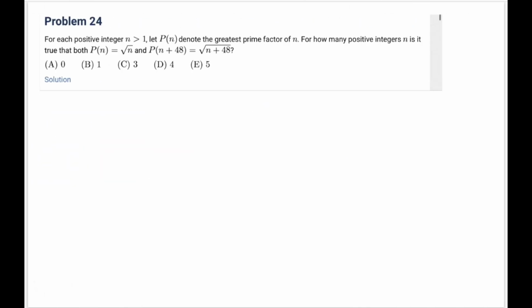Problem number 24. For each positive integer n greater than 1, let P(n) denote the greatest prime factor of n. For how many positive integers n is it true that both P(n) equals root n and P(n+48) equals root (n+48)? So P(n) is the greatest prime factor of n. If the greatest prime factor of n is root n, then n must be a prime squared, right? And then P(n+48) is root (n+48). Same thing, n plus 48 is a prime squared.